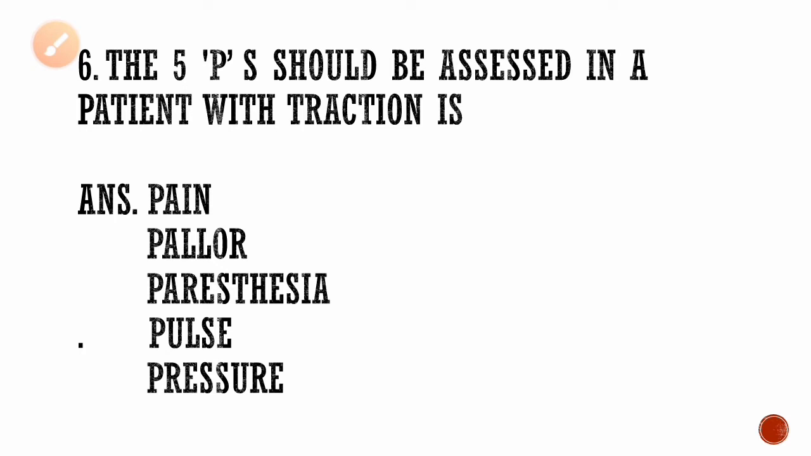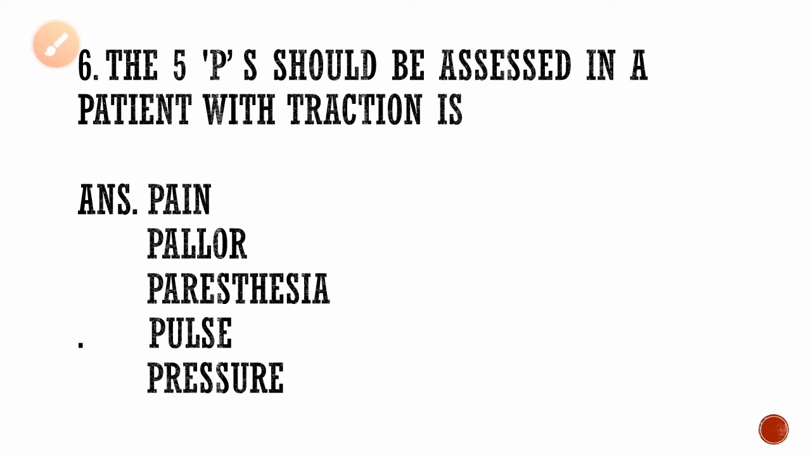Next, pallor. Pallor is color. The color around the affected area or around the cast, if it is more erythematous, then we can assume that the cast is too tight or the blood supply is not good. Next, paresthesia. Paresthesia is sensation, whether the person is having sensation or not due to the traction or due to some nerve damage. Sometimes the patient may not experience sensation, so checking the sensation of the patient is very important, so that we can conclude that the nerve functioning is proper.